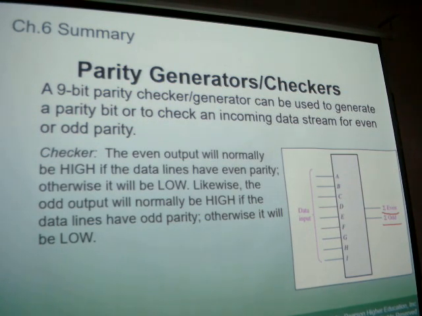If it is used to check an incoming data stream, then the even output will normally be high if the data lines have even parity. Otherwise, it will be low. Likewise, the odd output will normally be high if the data lines have odd parity. Otherwise, it will be low.